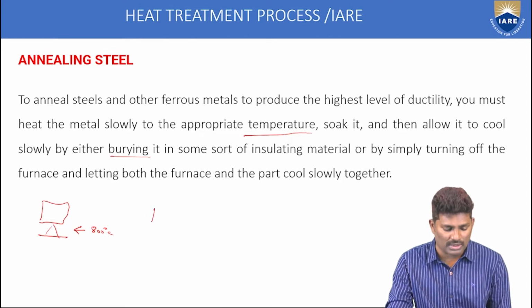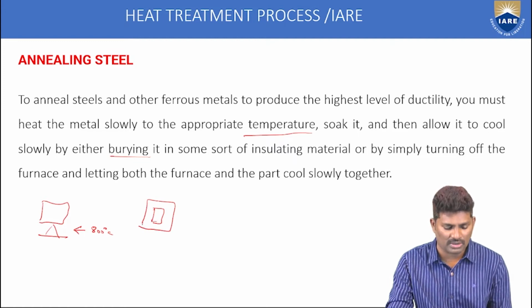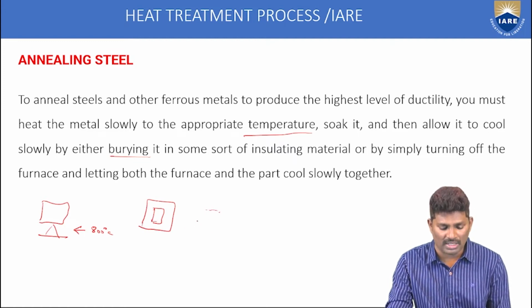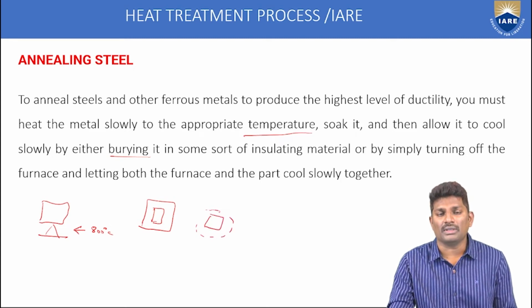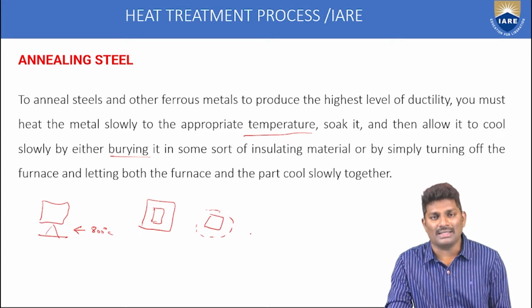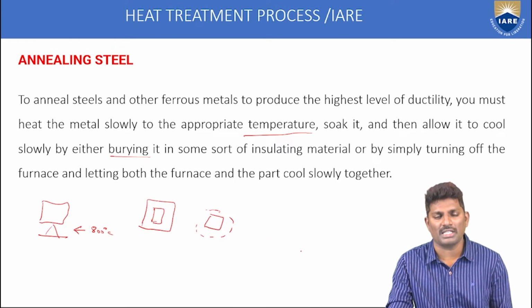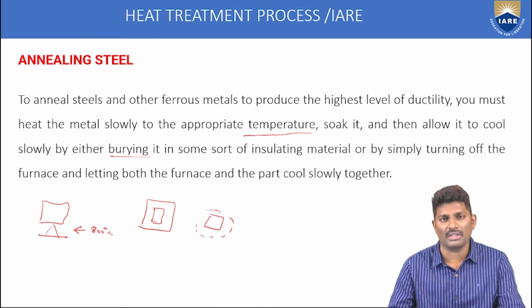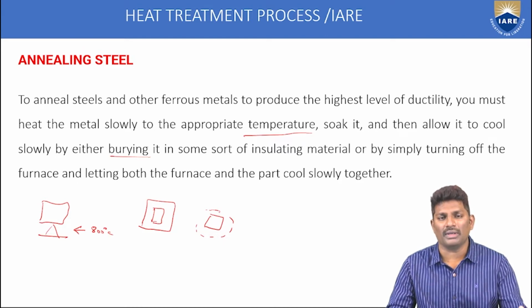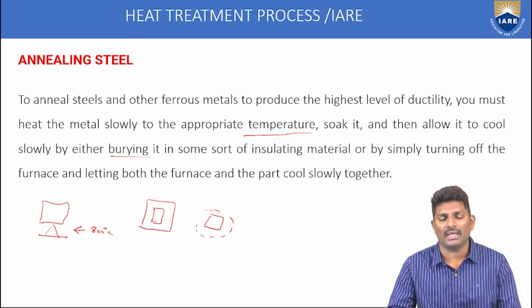We have to soak the material, or do some insulation, either by soaking or by insulating, or bury the material inside and let it cool slowly, periodically. Then you get the desirable mechanical properties. So that is one of the techniques we have to follow in the annealing heat treatment process in order to improve the ductility of the material. This is one of the important properties we achieve with the help of the annealing process.